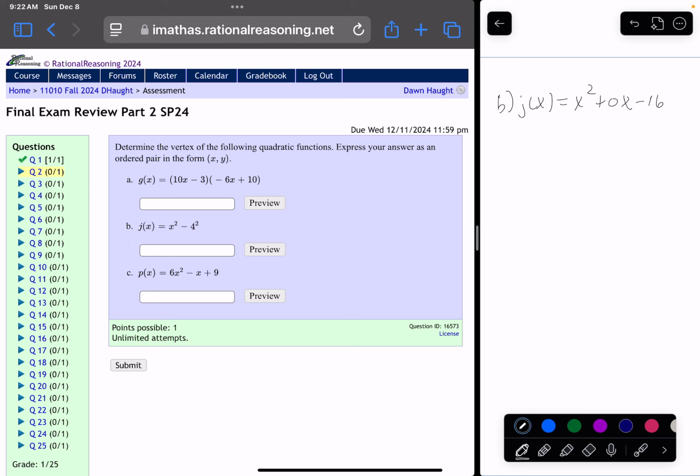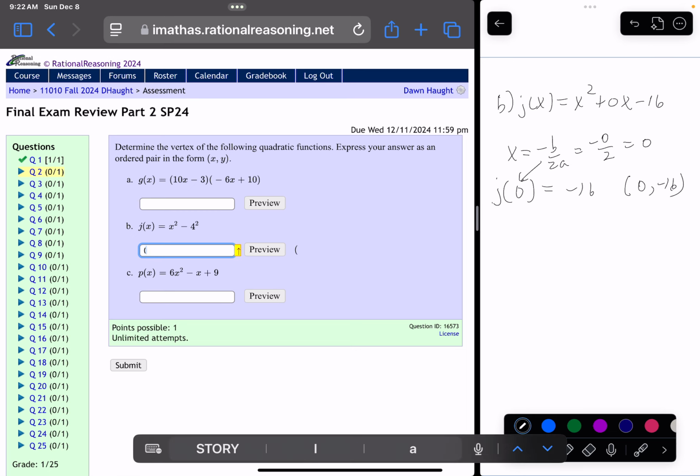If we use what we know about finding the vertex of a parabola, we know the vertex x is negative b over 2a. We're just going to plug this value in once we find it. Negative 0 over 2 is 0, so we plug in 0, and we get negative 16. Our answer to B is a really nice one. Our vertex is (0, negative 16). As an ordered pair, you would need to use your parentheses and then submit.